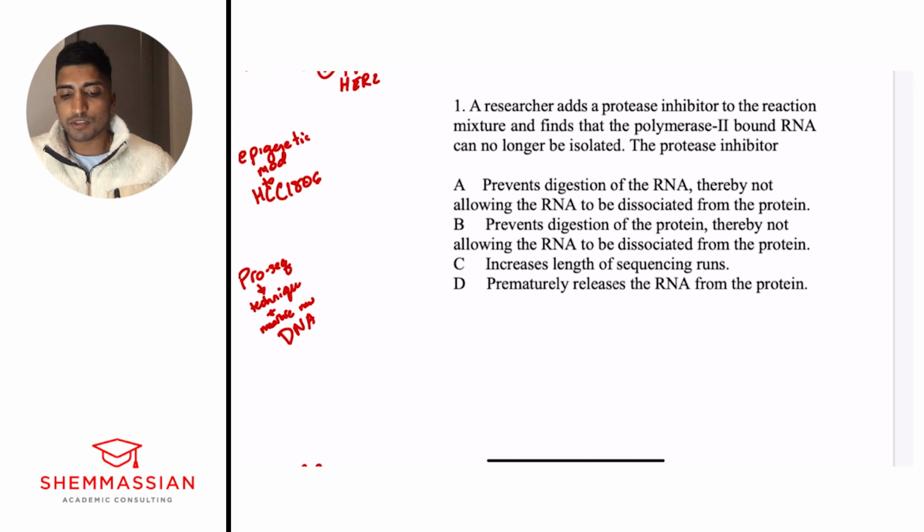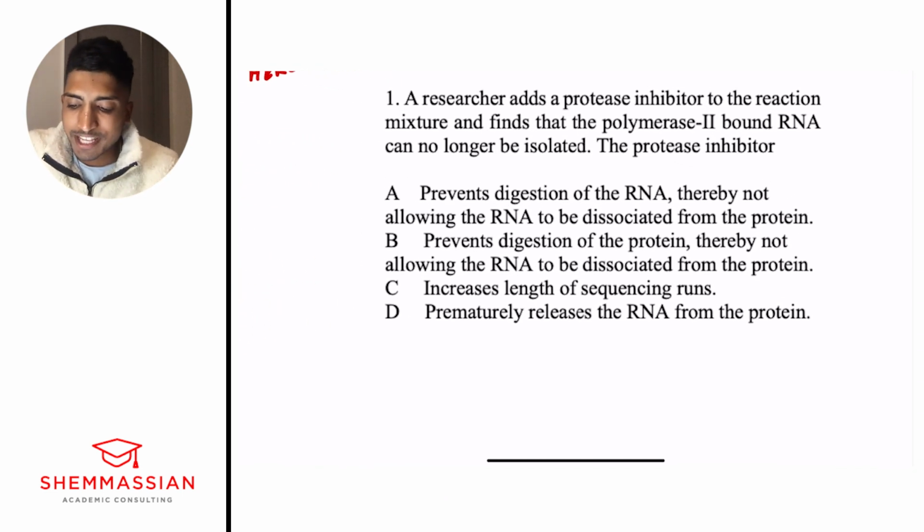Question number 1. A researcher adds a protease inhibitor to the reaction mixture and finds that polymerase II bound RNA can no longer be isolated. The protease inhibitor A prevents digestion of the RNA, thereby not allowing the RNA to be dissociated from the protein. B prevents digestion of the protein, thereby not allowing the RNA to be dissociated from the protein. C increases the length of sequencing runs. D prematurely releases the RNA from the protein.